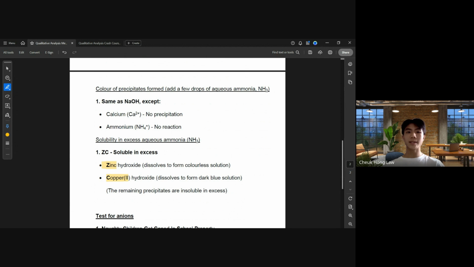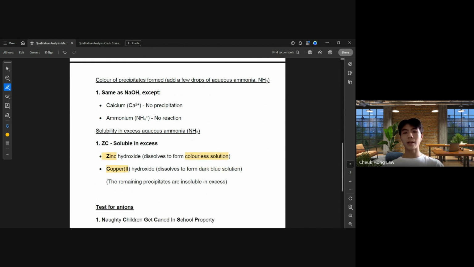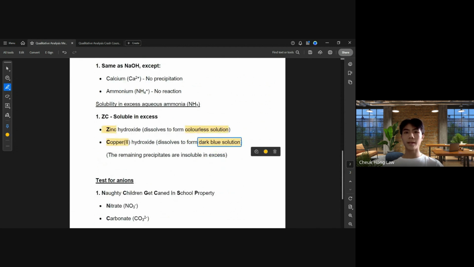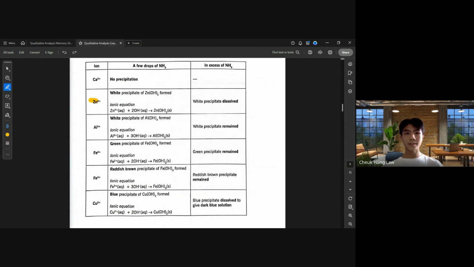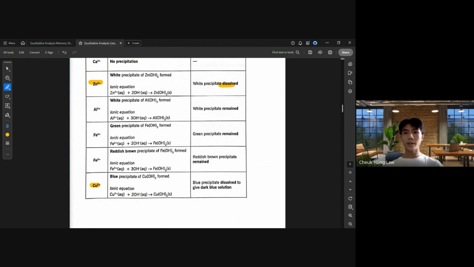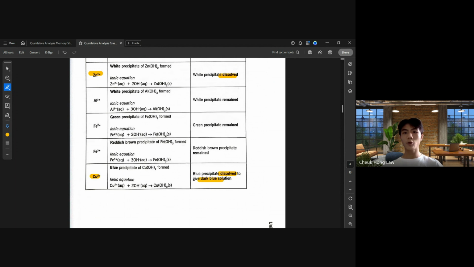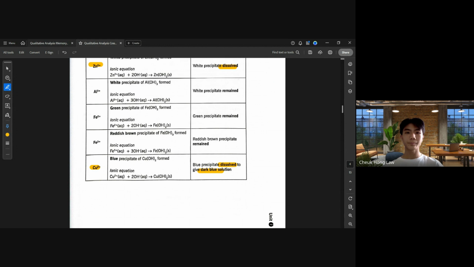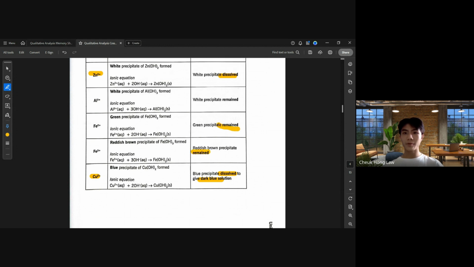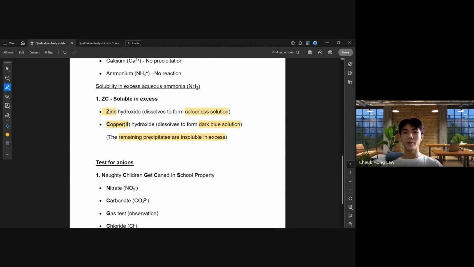So again, zinc hydroxide is a white precipitate. So when it dissolves in excess, it will form a colorless solution. Copper 2 hydroxide, on the other hand, is a blue precipitate, right? But when it dissolves in excess aqueous ammonia, it actually forms a dark blue solution. So you have to remember that it's a dark blue solution in excess aqueous ammonia. You see zinc and copper, these are the only two that dissolve in excess. Then as you see the rest, it remains, which means it is insoluble. Okay, the remaining precipitates are insoluble in excess.